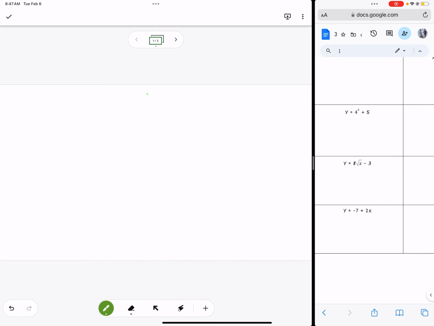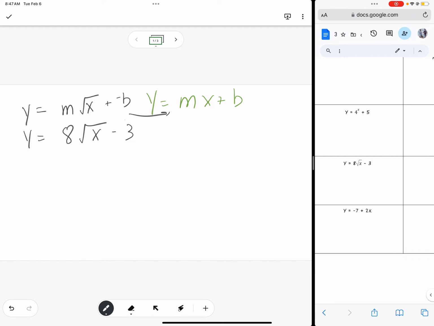Remember, we still want to use the y equals mx plus b to determine if it's a line. All right, let's check out this equation. We have y equals 8 times the square root of x minus 3. I have y, I have an m, I kind of have an x, and I have a b. It's technically plus a negative b, right? So is this very similar to my equation? It's incredibly similar, but am I allowed to have a square root x? No. So here is mathematically why I'm not able to do that.